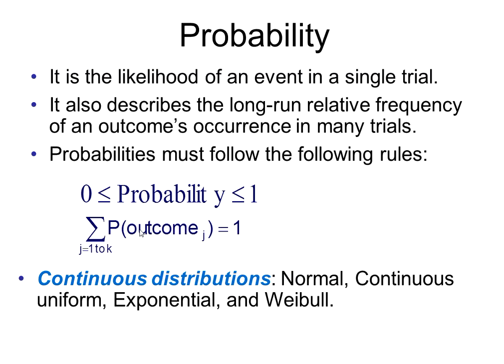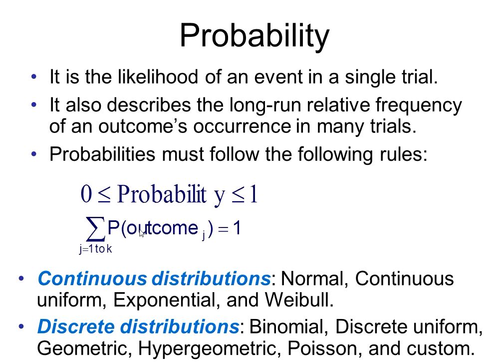Now we have different distributions. We often talk about continuous and discrete distributions. Some common continuous distributions are normal, continuous uniform, exponential, and Weibull. There are also discrete distributions, and the common discrete distributions are binomial, discrete uniform, geometric, hypergeometric, Poisson, and we can come up with some custom distributions that are discrete as well.